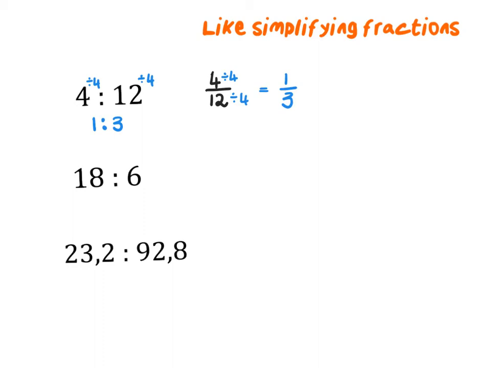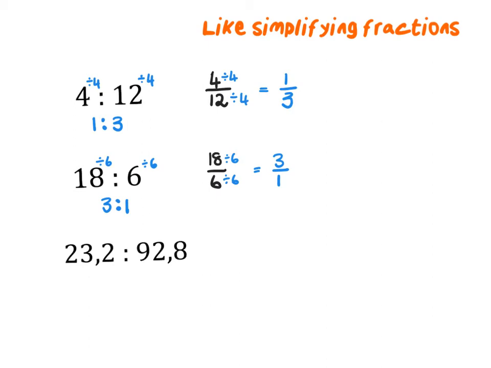Here we're comparing 18 to 6, which we can also write as a fraction of 18 over 6. In this case, the common factor that goes into 18 and 6 is 6. So dividing both these numbers by 6 will give me a simplified fraction of 3 over 1. The same if I do the ratio: I divide both of them by 6, which gives me a simplified ratio of 3 to 1. So understanding the concept of fractions really helps in understanding ratios.